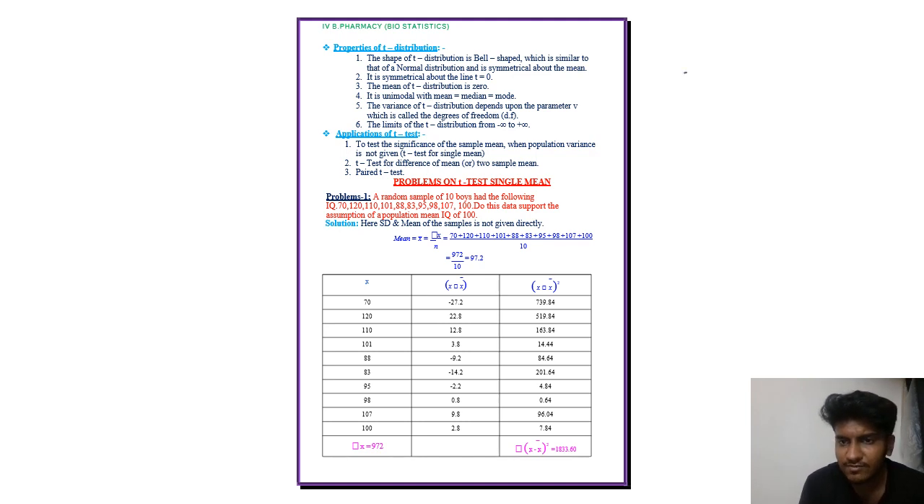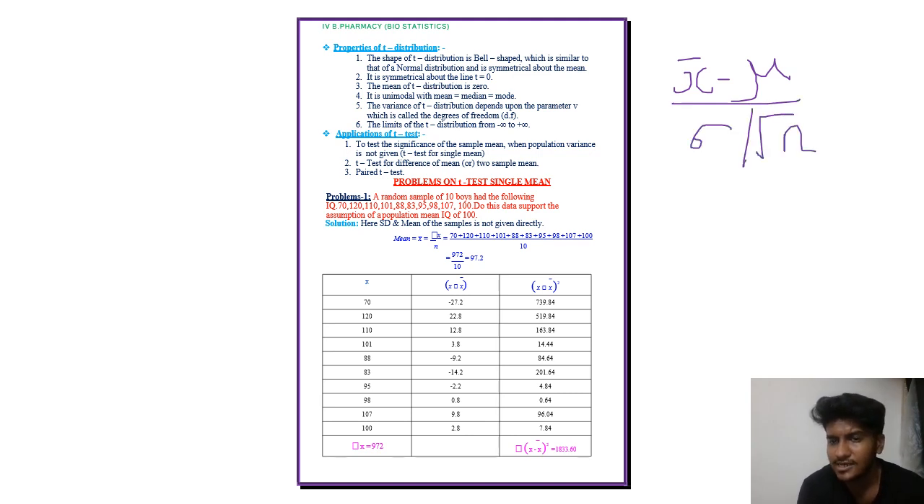For the t-test, we have the formula x bar. Even for the z-test, we have the same formula: x bar minus mu upon sigma, the whole upon square root of n. N is the sample size, sigma is the standard deviation, x bar is the sample mean, and mu is the population mean.